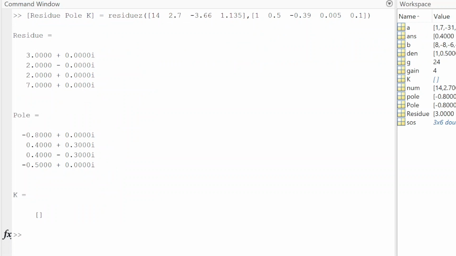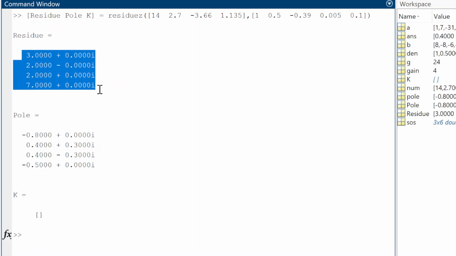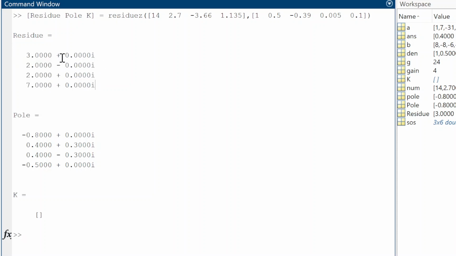I just ran it, and you can see it reports back residues of these values. There is no imaginary part, all pure real: 3, 2, 2, 7. These residues correspond to poles that are shown here: minus 0.8, a pair of complex conjugate poles, 0.4 plus 0.3j and 0.4 minus 0.3j, and then 0.5 real. And then k is nothing. The empty means there is no k polynomial.